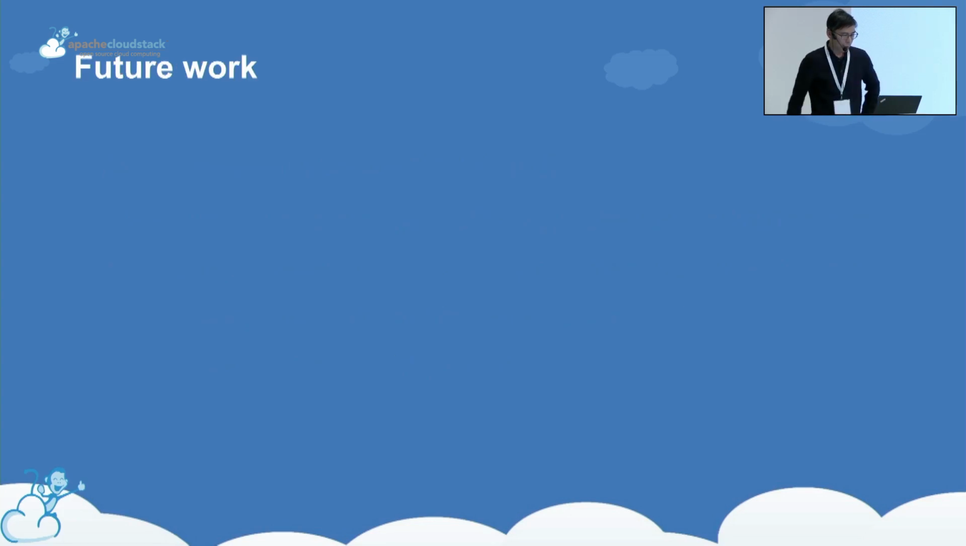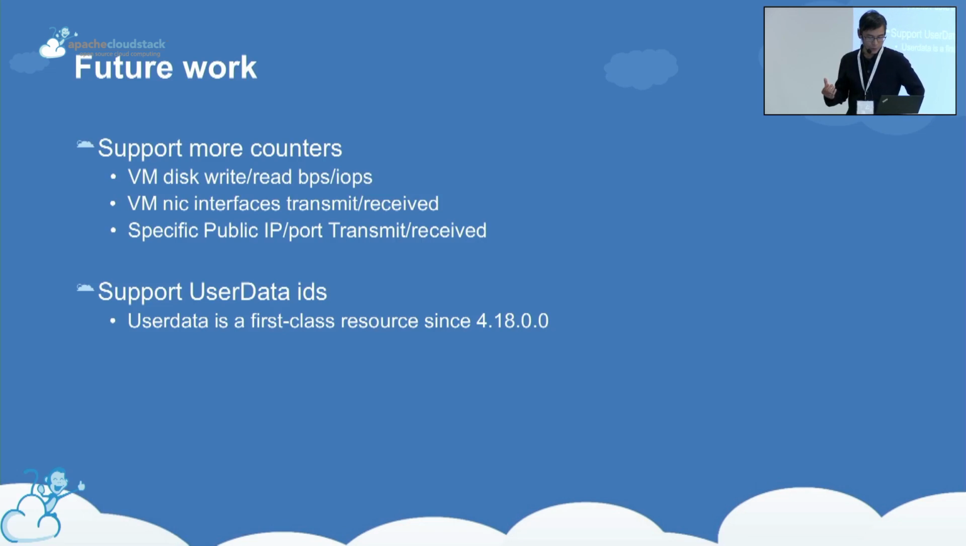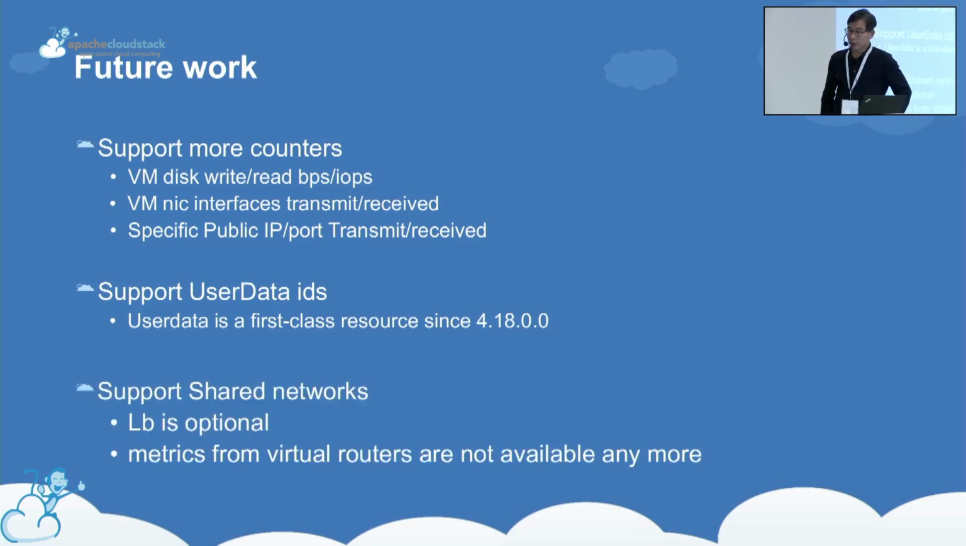So, future work. First, we might support more counters, for example the VM disk statistics and the VM network statistics per NIC. It would also be good to have the throughput of a specific public IP and port from the VR. And support for user data IDs, since user data is first class in 18. And support for shared networks, so the node balancer will be optional.